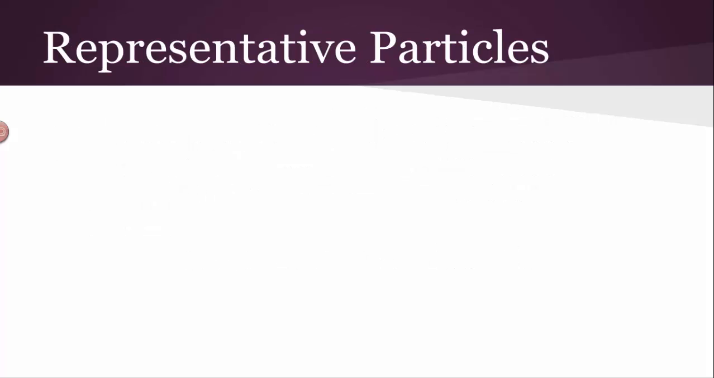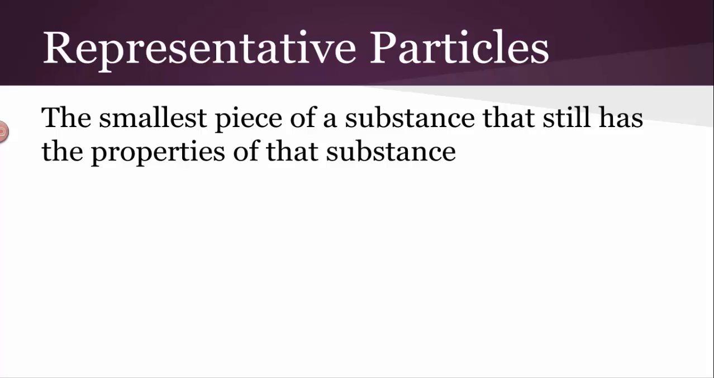Before we do our example, we want to understand what we mean by particles. We're talking about particles of a substance. It's the smallest piece of a substance that still has the properties of that substance. So depending on what kind of substance you have, you're going to have a different particle name. For example, if you have an element, the smallest piece of an element that still has the properties of that element is called an atom. So the representative particle of an element is an atom.